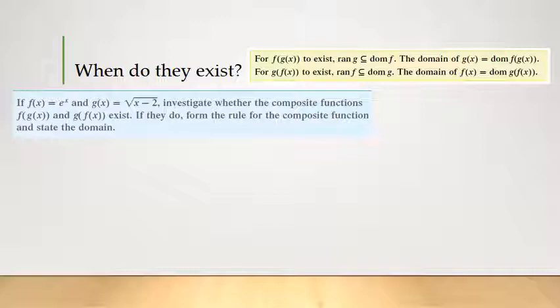Now, there are special conditions for which composite functions exist. For f of g of x to exist, the range of g must be contained in the domain of f. Remember, this symbol means contained. That means, let's say you have two lines, this line goes into the second line, like so. The line on the bottom means or equal to, similar to greater than or equal to.